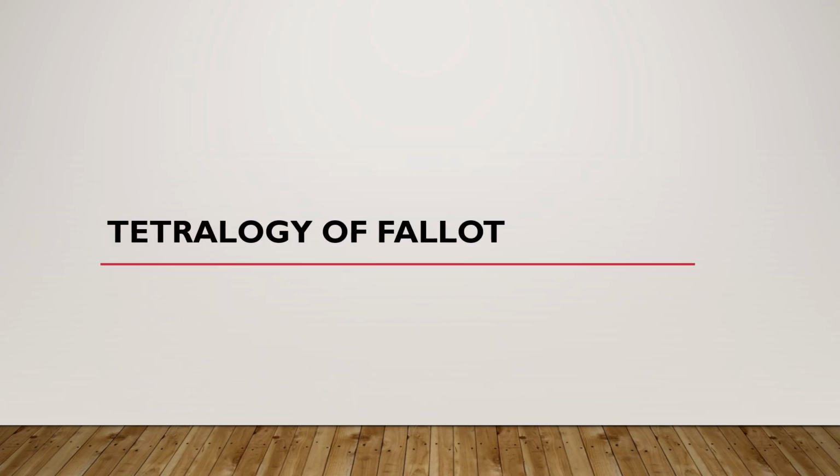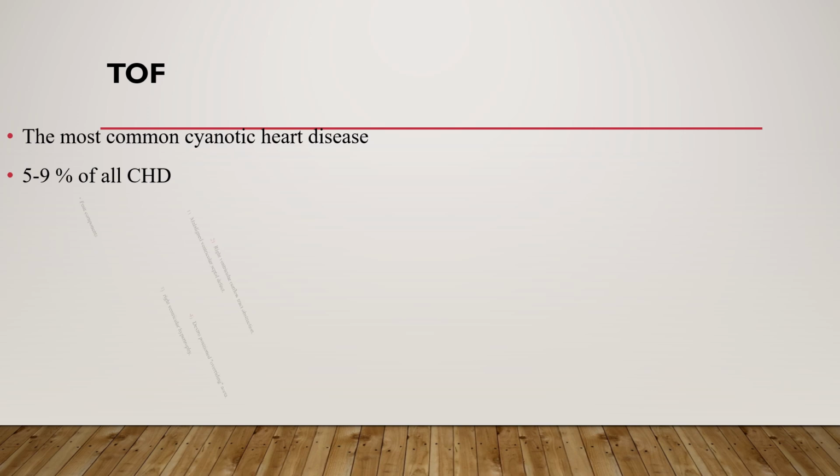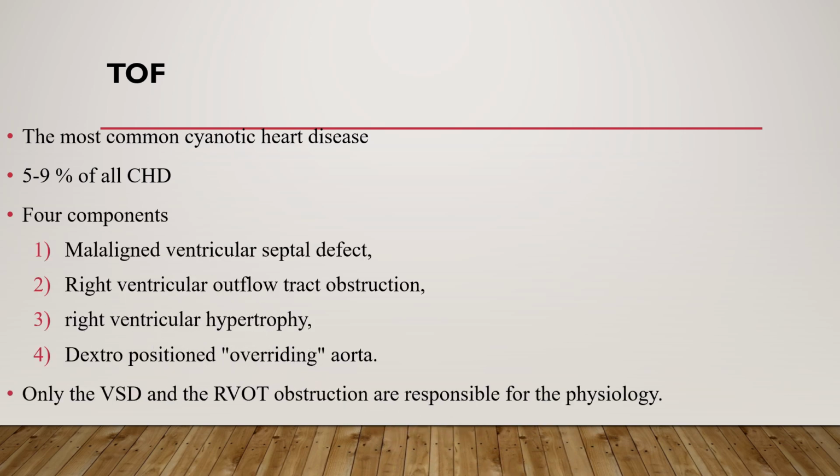So from cyanotic congenital heart diseases, we start with tetralogy of Fallot, because this is the most common cyanotic heart disease, and it is responsible for 5 to 9% of all CHD. To say it off, it needs 4 components: malaligned ventricular septal defect, right ventricular outflow tract obstruction, right ventricular hypertrophy, and dextroposition of the overriding aorta. That is why it is called tetralogy. And only the ventricular septal defect and the right ventricular outflow tract obstruction are responsible for the physiology.